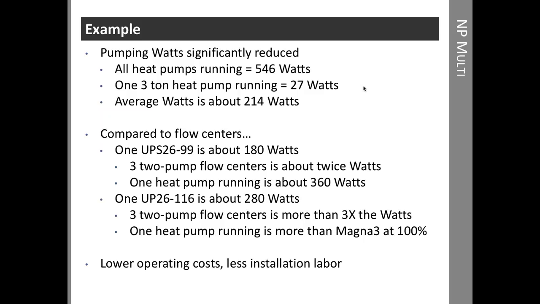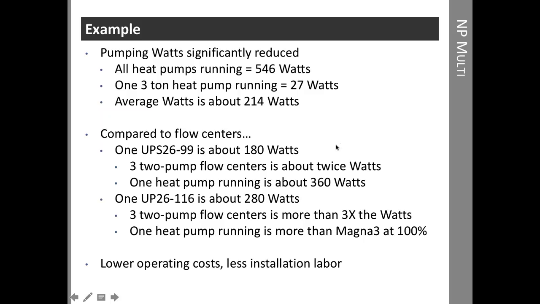If the 4-ton unit were running at 12 gallons a minute, it would be similar, maybe 35 or 40 watts. 5-ton unit, same thing. So as we start adding 2 units or 3 units, or in the case of larger jobs, 4 and 5 units, we might get to the higher watts. But in most cases, it's going to be using about the same as one Grundfos UP 26-99. So the average watts is 214 watts. And if we compare that to little individual circulators, just one of the 26-99s is 180 watts. So the average is about the same as one little circulator running.